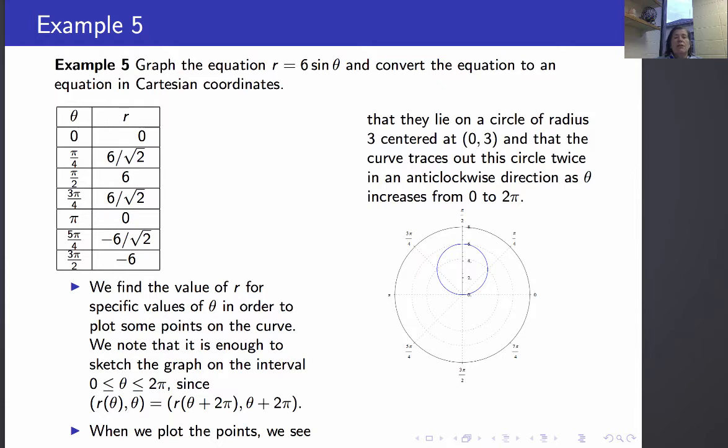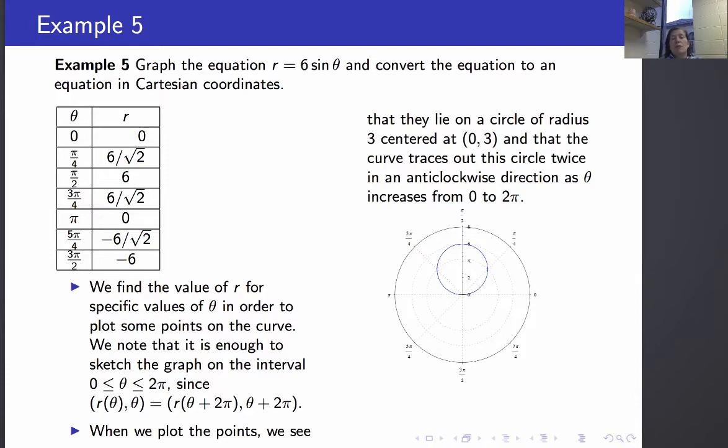Now let's plot some points. We take angles between 0 and 2 pi: the angle 0, pi over 4, pi over 2, 3 pi over 4, pi, and then 5 pi over 4, 3 pi over 2. Those values of theta give us the corresponding values of r for the points on the graph. If theta is 0, the value of r is 0. If theta is pi over 4, the value of r is 6 times sine theta, which is 6 over the square root of 2.